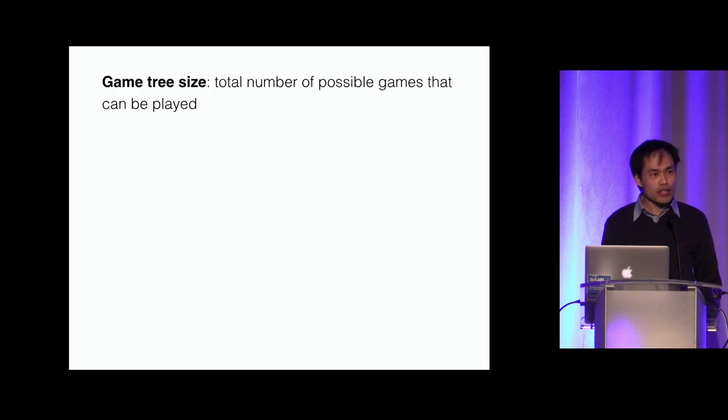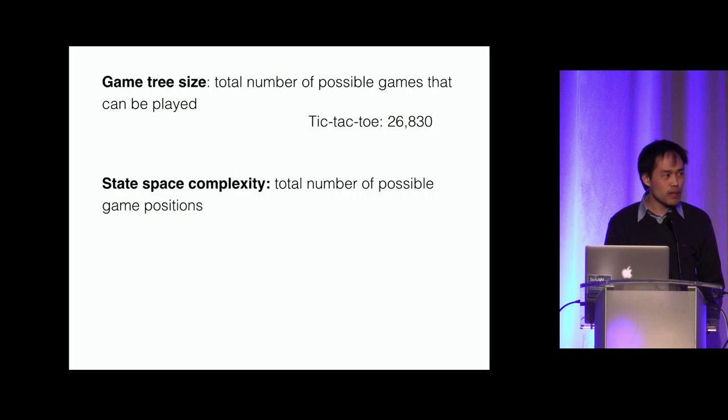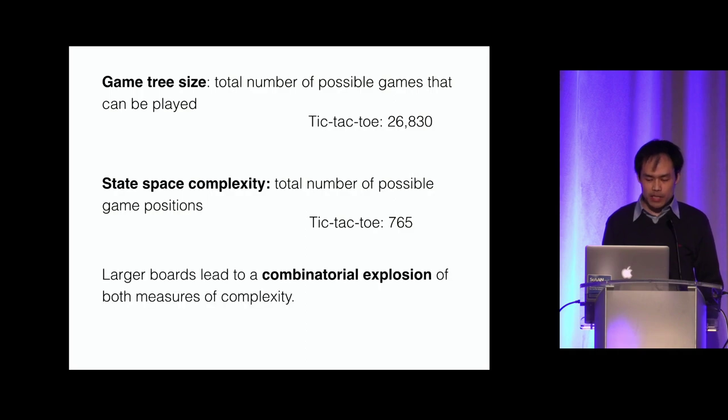But what we're calculating here is something called the game tree size, or game tree complexity. So it's the total number of possible games that can be played. If you start tic-tac-toe with an empty board, then the game tree size is 27,000. Now, the state space complexity is another measure of the complexity of a game. That's the total number of possible game positions that are allowed by the rules. For tic-tac-toe, apart from symmetries, et cetera, it's 765.